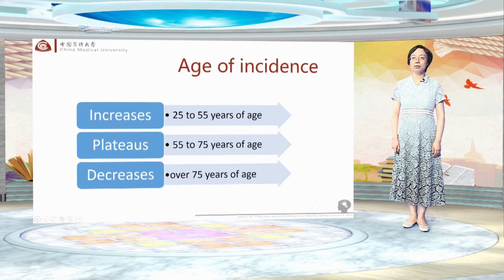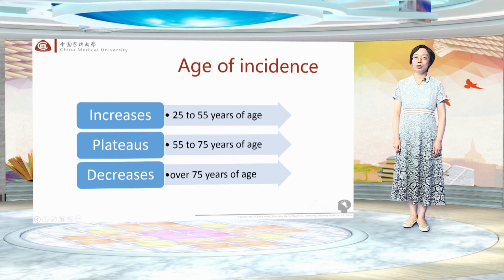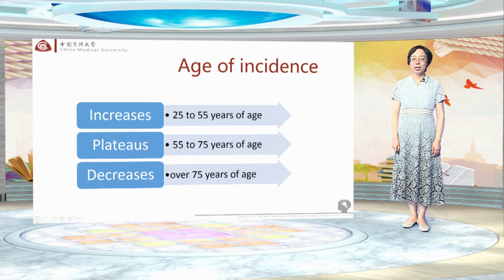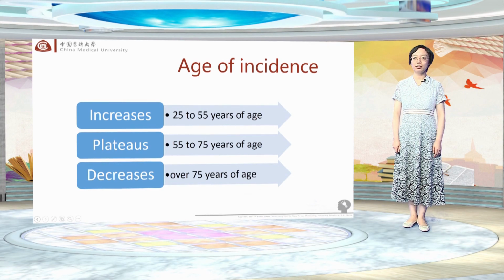Age is also related to the incidence of RA. Different populations show different incidence. Specifically speaking, the incidence of RA increases between 25 and 55 years of age, after which it plateaus until the age of 75, and then, over the age of 75, the incidence of RA decreases.